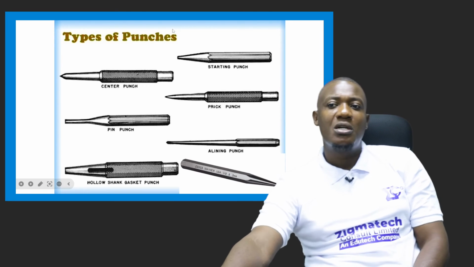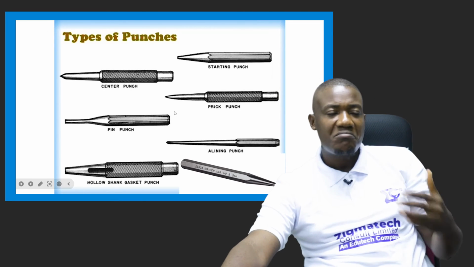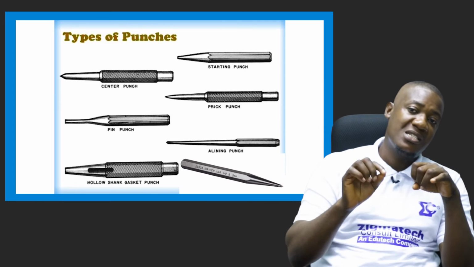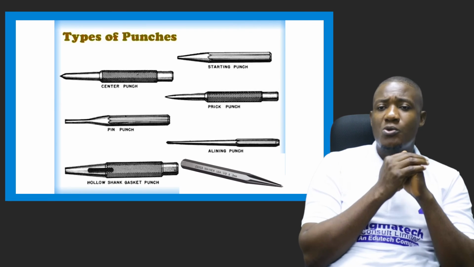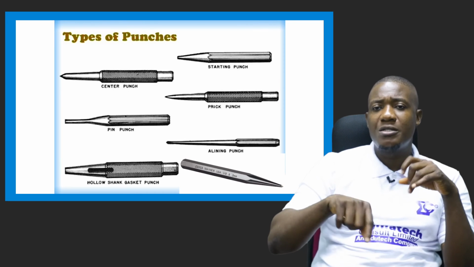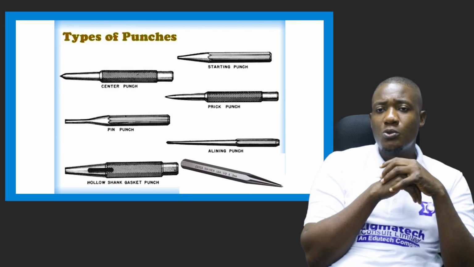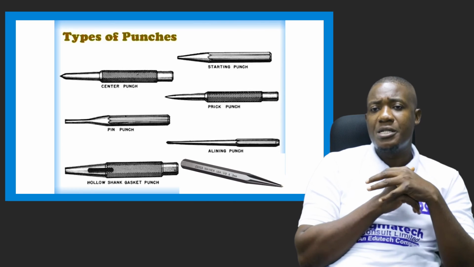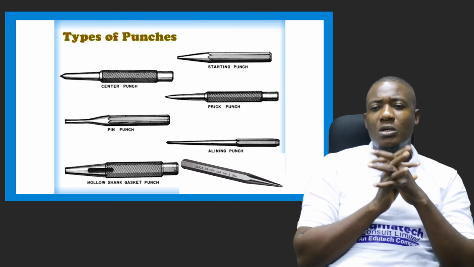So center punch, the dot punch, basically, they can be used to make indentations on the wood before you can use other boring tools to bore a hole on the wood. So the dot punch and center punch, they are used for making indentations on the woodwork.